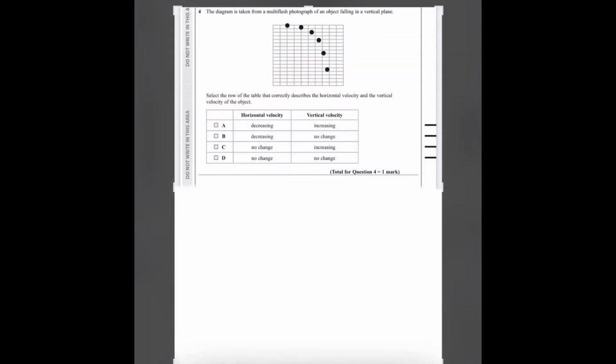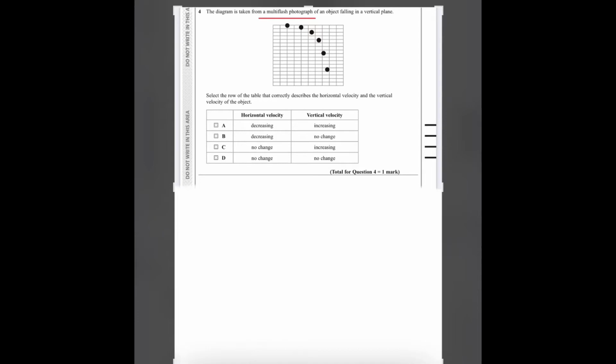Number 4, the diagram is taken from a multi-flash photograph. So a multi-flash photograph is basically when we click several photos of the same scenery, keeping the camera at the same position. So of an object falling in a vertical plane.